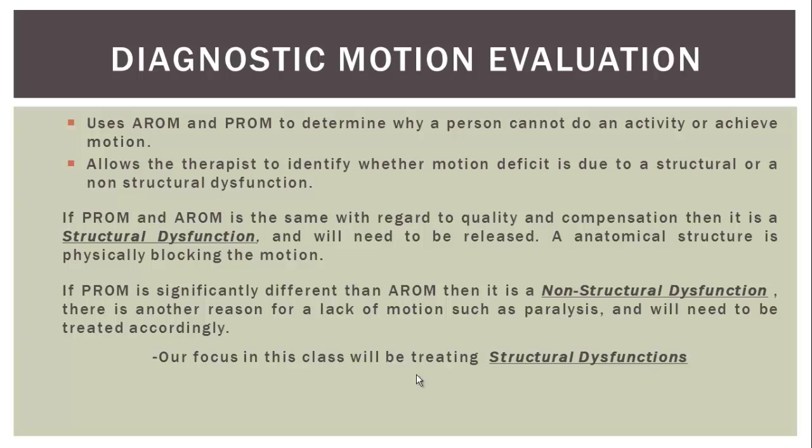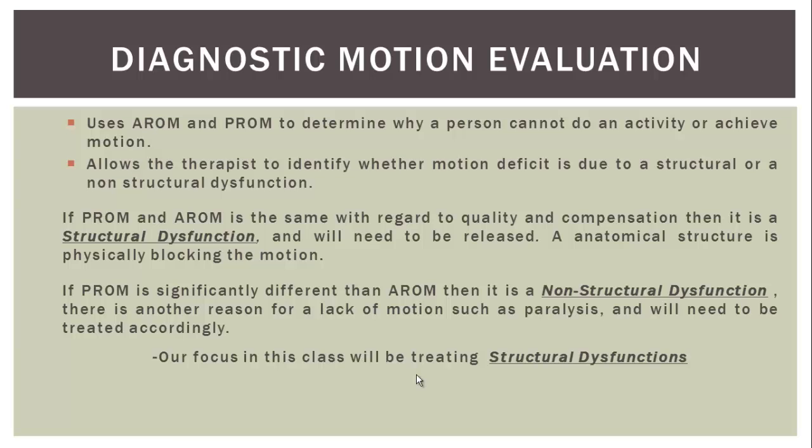And when we're evaluating motion, we will need to look at both passive and active range of motion. We can measure them goniometrically for our objective measurements as well. But when we're doing diagnostic motion evaluation, it is important to note whether the quality and the characteristics of the passive and active range of motion are the same or different. So if the passive and active range of motion is the same with regard to quality and compensations, then there is a structural dysfunction.